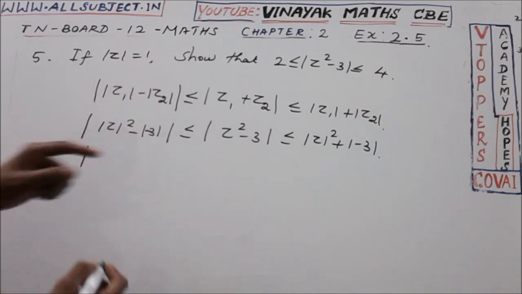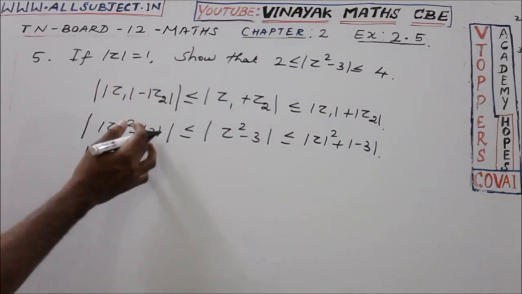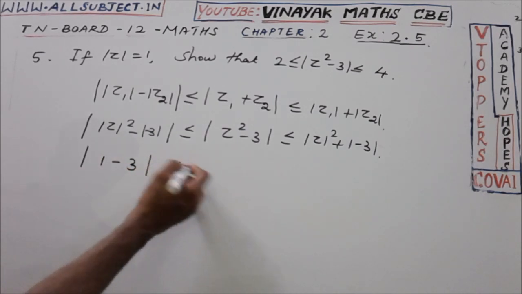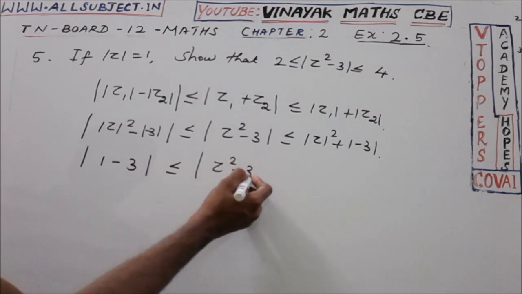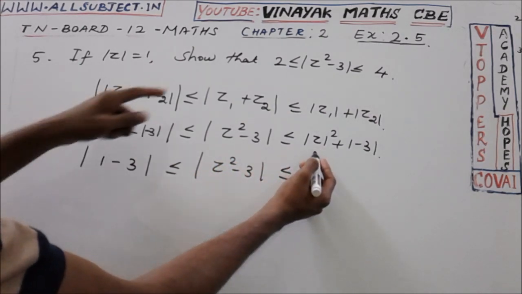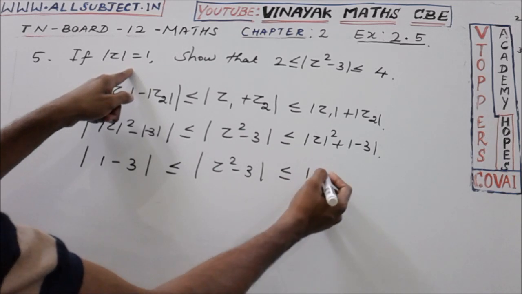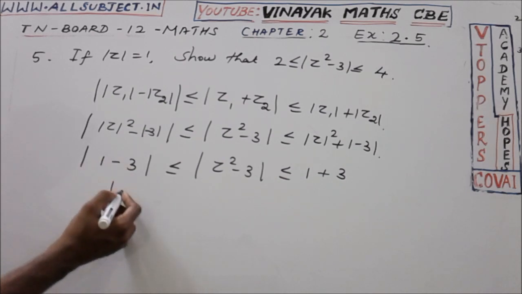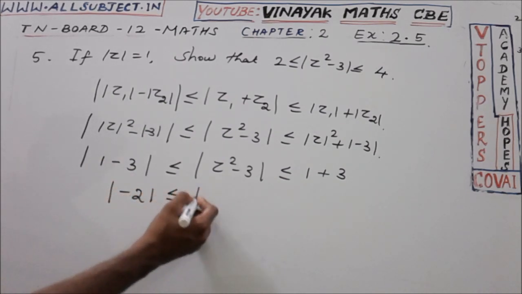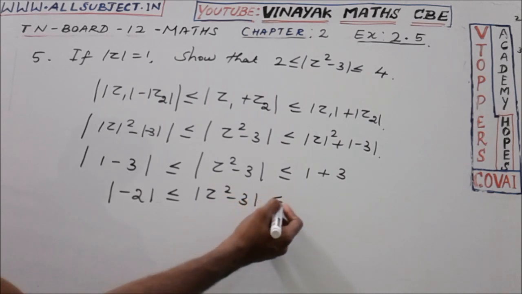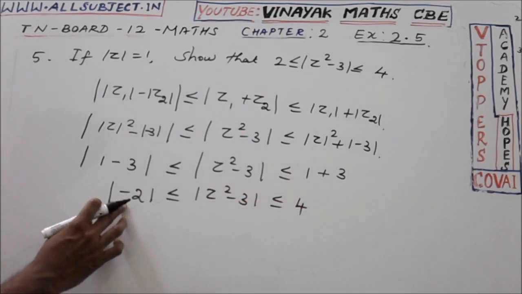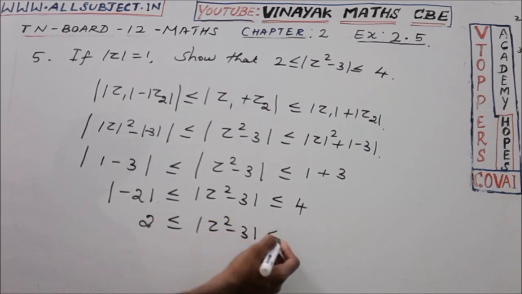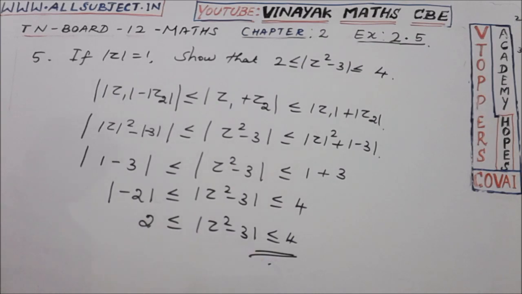Modulus z is 1, so modulus z square is 1, minus modulus of minus 3, which is 3, is less than or equal to modulus of z square minus 3, less than or equal to 1 square, 1, plus modulus of minus 3, which is 3. Here 1 minus 3 is minus 2, so modulus of minus 2, which is 2, is less than or equal to modulus of z square minus 3, less than or equal to 1 plus 3, which is 4. That's how you derive the result.